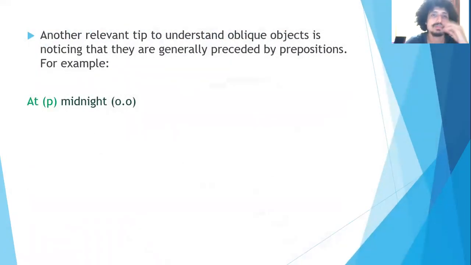Another relevant tip to understand oblique objects is noticing that they are often preceded by prepositions. For example, at midnight: at is a preposition, and midnight is the noun or oblique object in this case. Or if I say at noon, at the preposition and noon the oblique object.